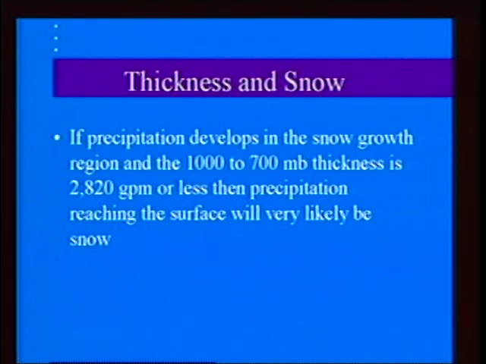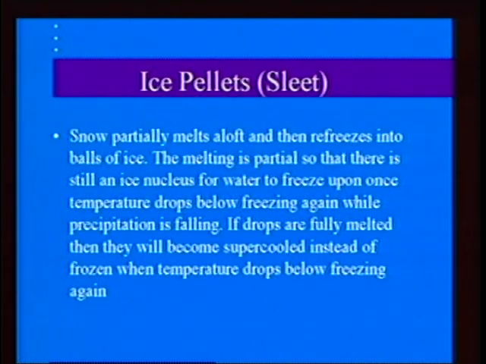So in our notes, if the precipitation develops in the snow growth region, 1,000 to 700 millibar thickness is 2,820 meters or less, and precipitation reaching the surface will very likely be snow. Now we'll move on to another precipitation type known as sleet or ice pellets, and we'll go over how those develop.